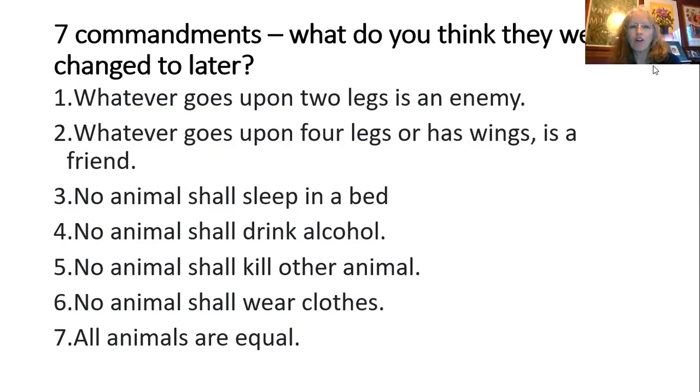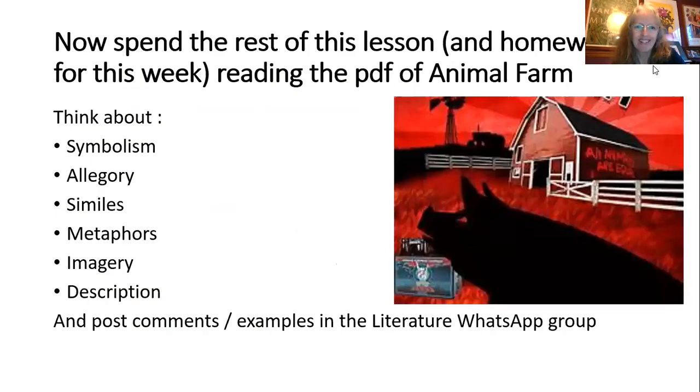As the story went on, the leaders decided to change some of the commandments. What do you think they were changed to later? Pause now to discuss for 2 or 3 minutes. Okay, you'll find out when you read the book.